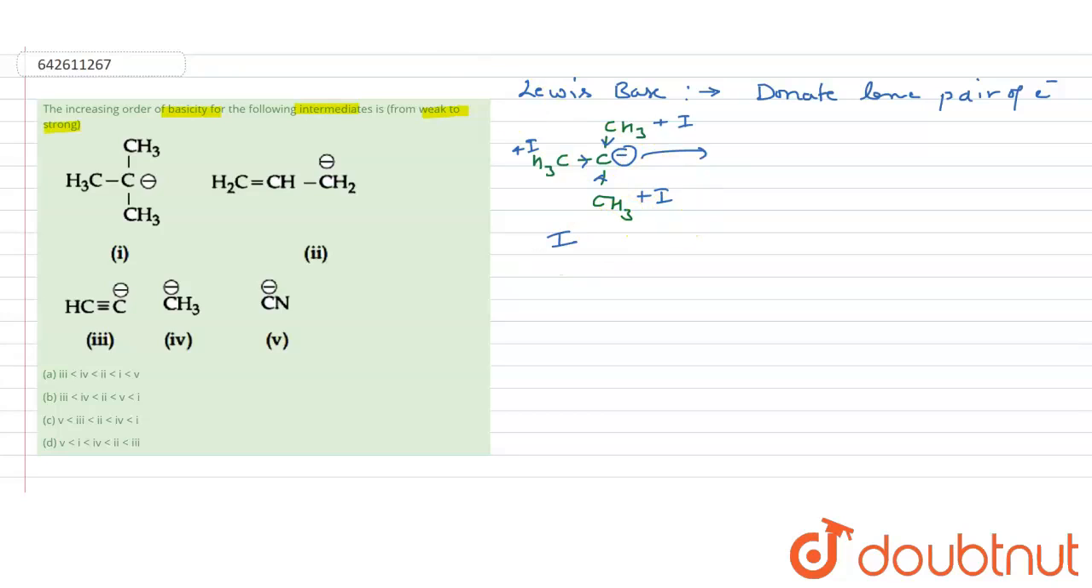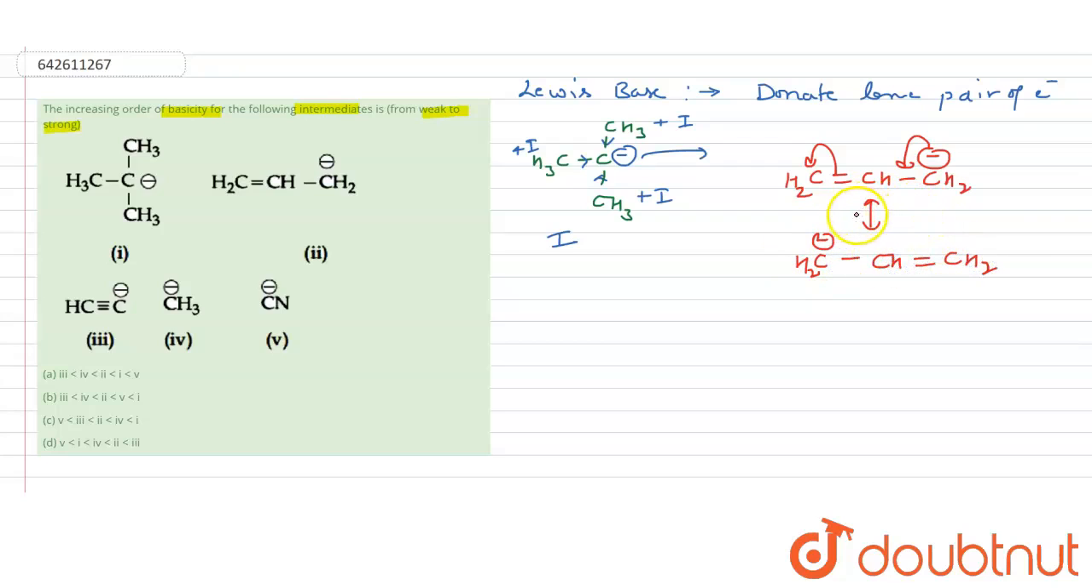Now if we talk about the second intermediate, it is an allylic system, that is CH2 double bond CH and CH2, and this is a primary carbanion, allylic. Now in this system there is resonance: this negative charge will go here, and the bond shifts like this. So due to the resonance, the basic character decreases.